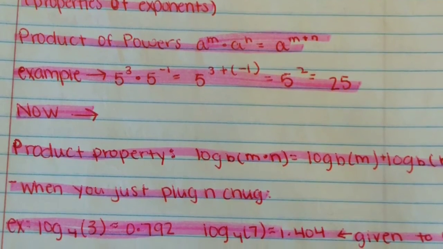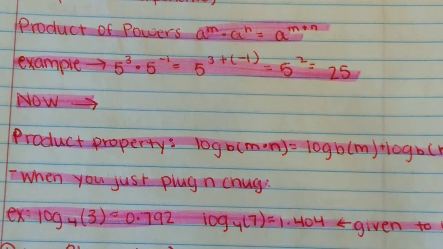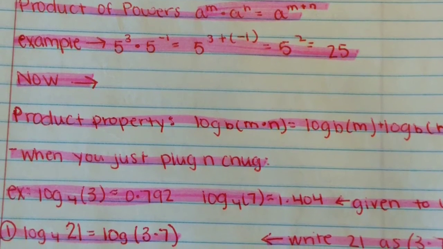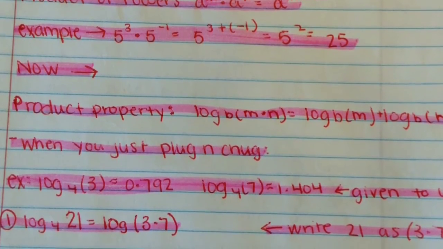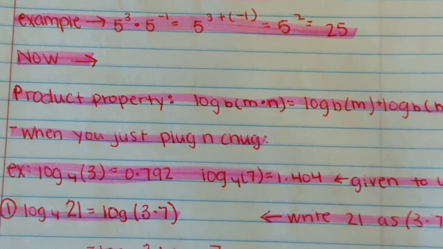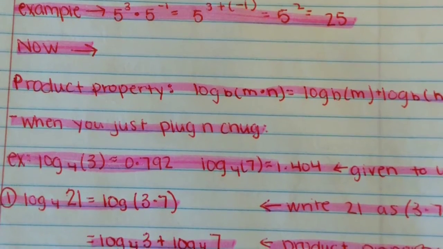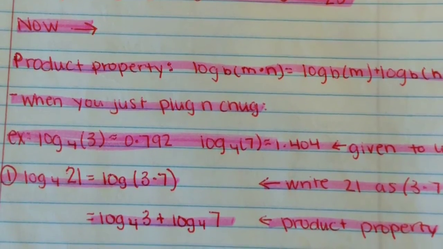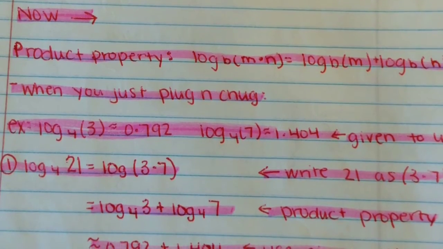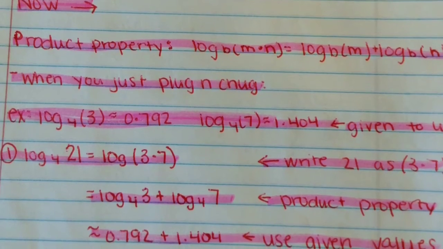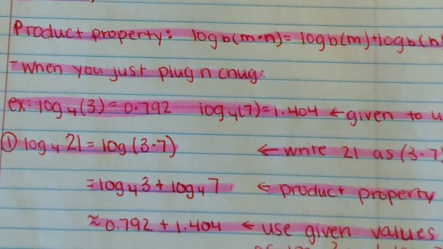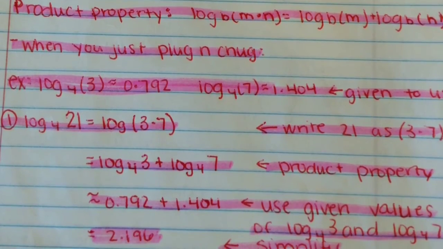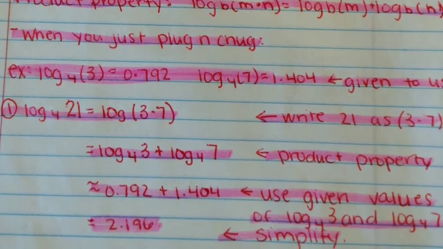For example, log to the base of 4 of 3 is approximately 0.792. So then you would just plug that in. And also, log to the base of 4 of 7 is approximately 1.404, and those are both given to us. So in the example problem, log to the base of 4 of 21, you would use the product property and change that to log of 3 times 7. And then you would change that, and it would be log to the base of 4 of 3, plus log to the base of 4 of 7. And since they were given to you, you would just plug in, and it would be approximately 0.792 plus 1.404, which would give you the answer of approximately 2.196.